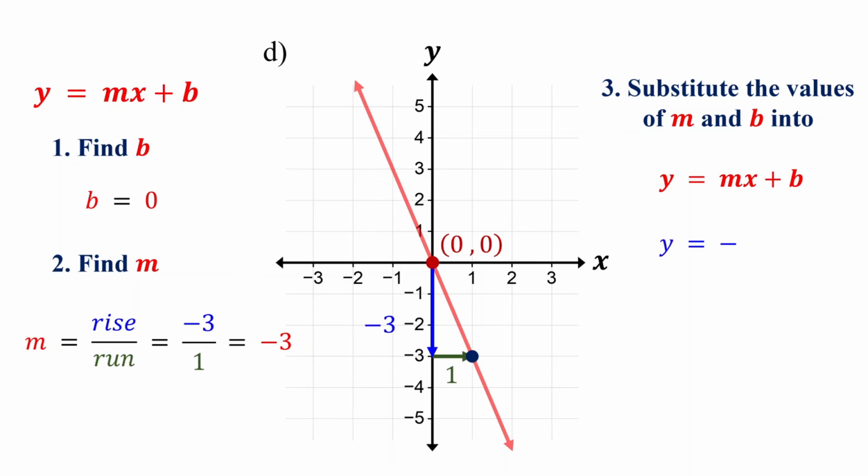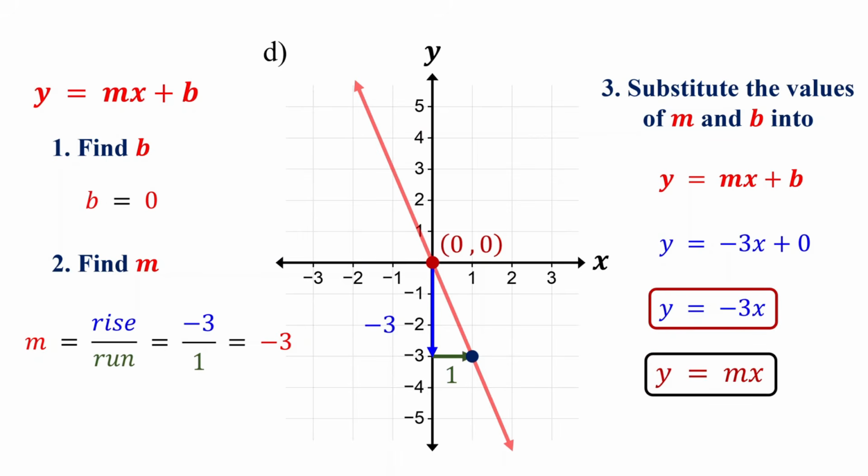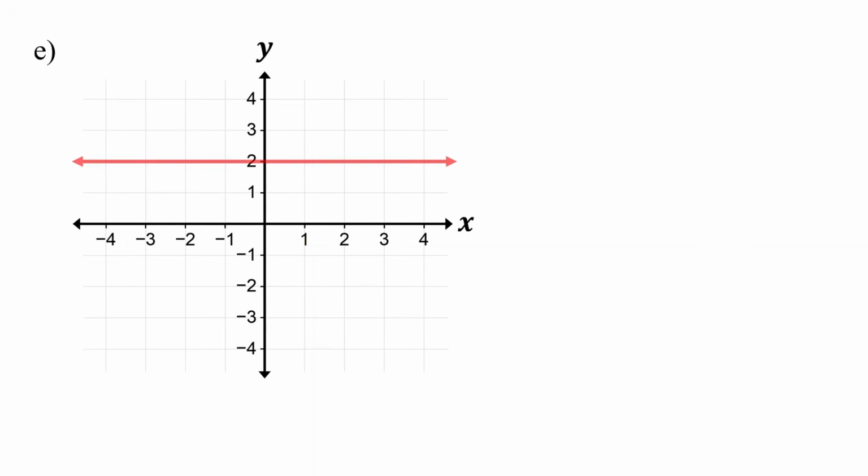Finally, substitute the values of m and b into the slope-intercept form. This simplifies to y equals -3x. In general, if a line passes through the origin, its equation is y equals mx, because the y-intercept is 0. Now, what if the line is horizontal? What do you think its slope and equation would be?